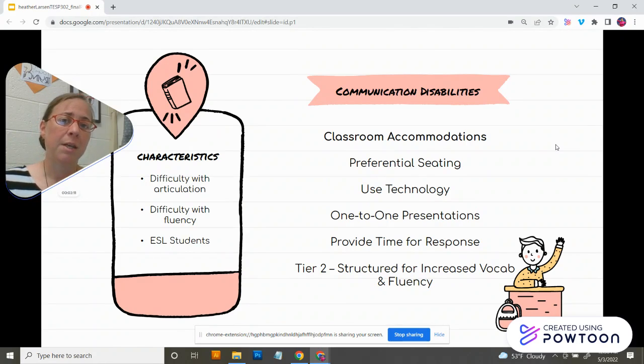In a tier 2 setting, I might pull them in and work on vocabulary using pictures and bolstering their vocabulary of what things are, as well as working on fluency drills to help that articulation.